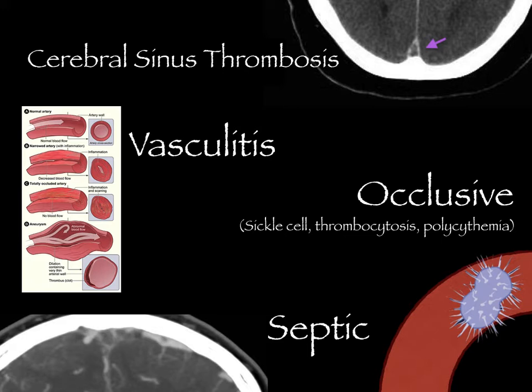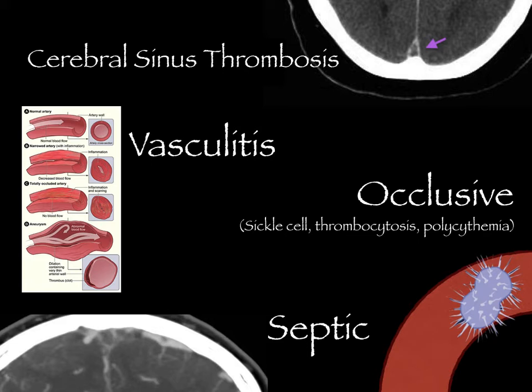You can also get problems like vasculitis, so like lupus. And inflammation of the vessel wall can actually cause edema with subsequent obstruction. You can have occlusive crises like sickle cell, where the sickle cells actually occlude the vessel lumens, or thrombocytosis or polycythemia, where the sheer number of cells or the number of platelets puts you into a prothrombotic state.